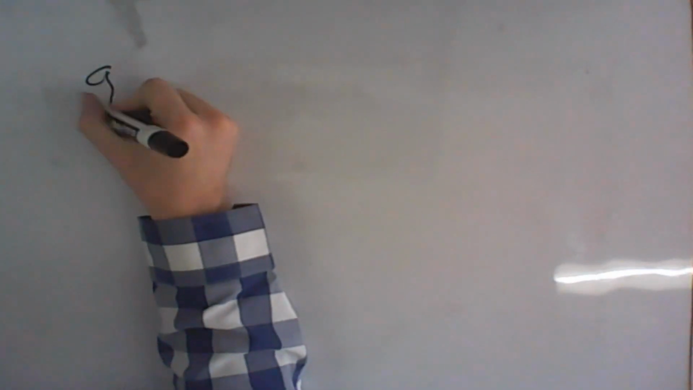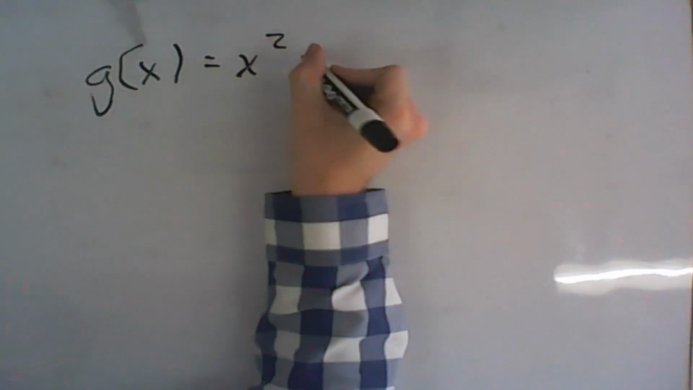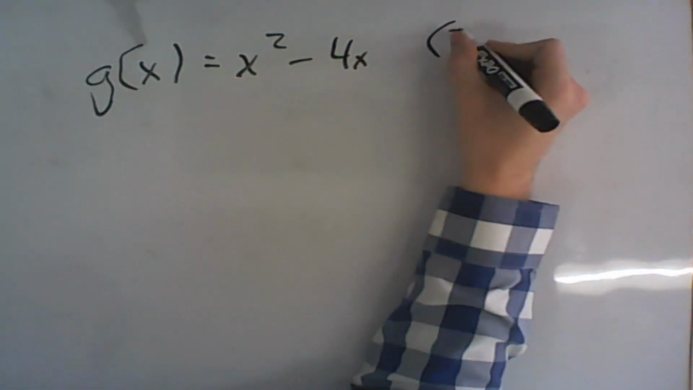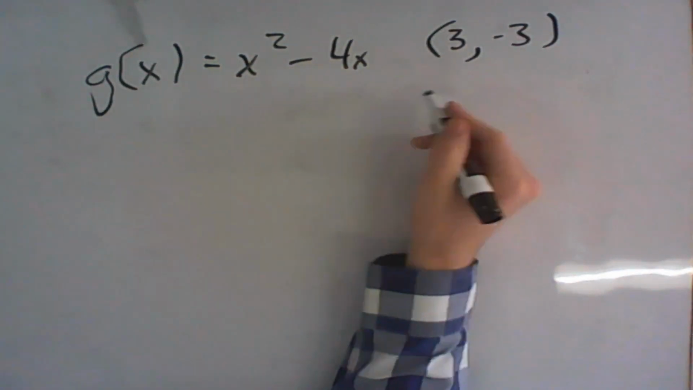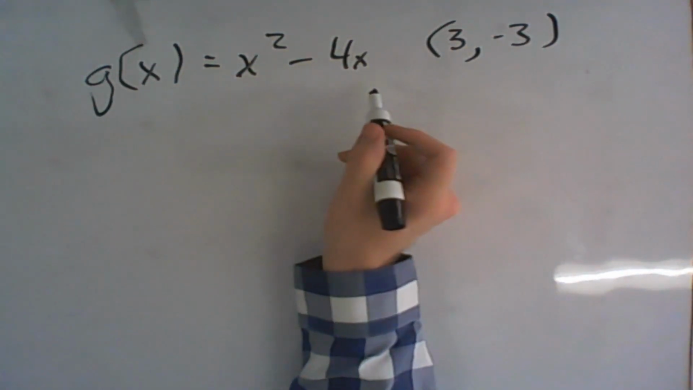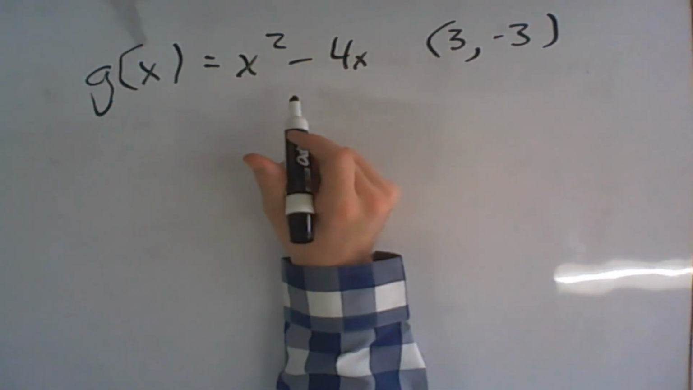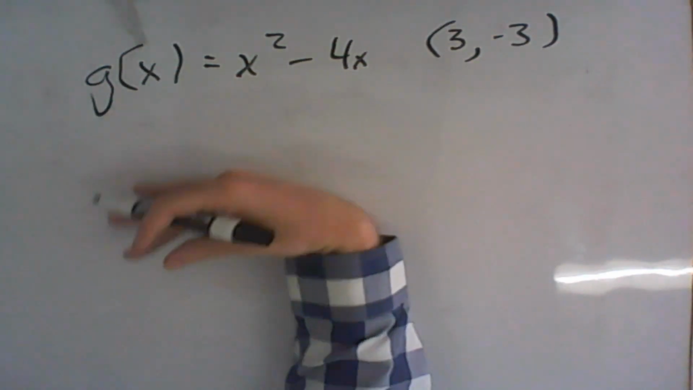Okay, so we're going to try out this problem. Find the slope of g of x equals x squared minus 4x, at the point 3 comma negative 3. So try this one out. You're going to try to find the slope of this one. I'll give you a minute to work it out, and I'll start after that minute.